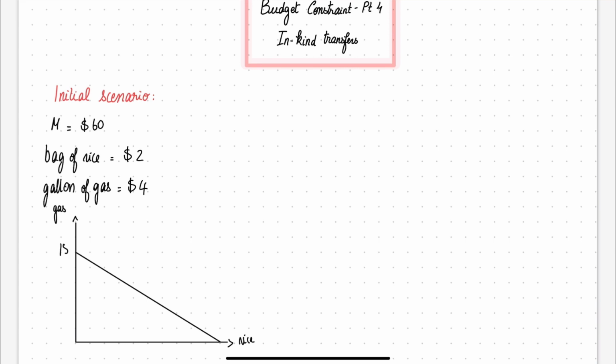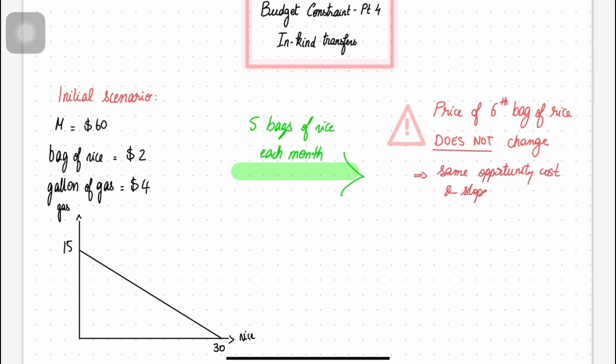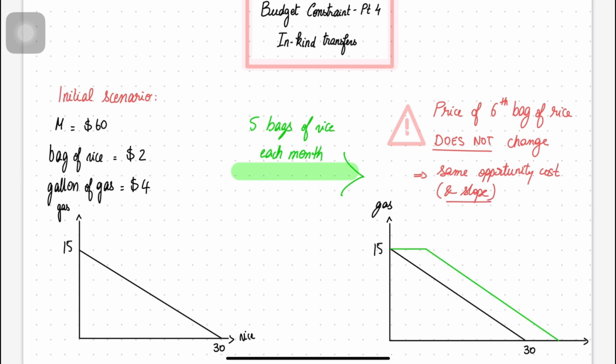Okay, so now imagine that the government decided to subsidize rice, so providing every household with 5 bags of rice each month. So what's important here is that the price of rice outside those 5 free bags does not change. So if you decide to buy a 6th bag of rice, it will cost you $2. This means that our opportunity cost or the slope of our budget constraint does not change. So that's very important here.